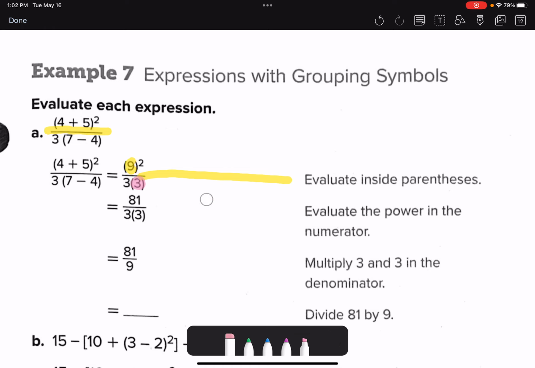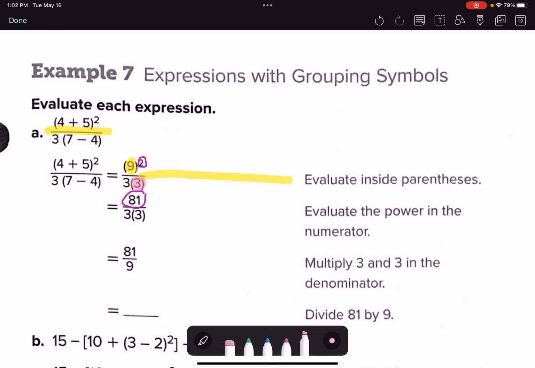Then on the next step, it says evaluate the power in the numerator because, again, order of operations states you have to do parentheses, then you do any exponents that there are. So that is this step for the top. The square here belongs to the 9. So 9 squared is 81. That's where this comes from. On the denominator, there is no square, so that's why you don't do anything in this step.